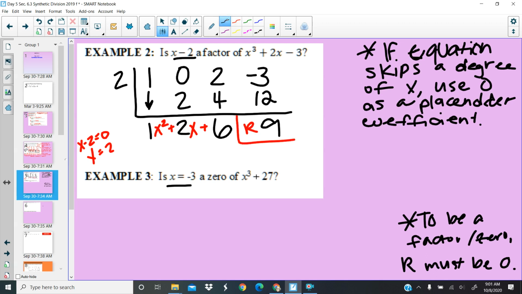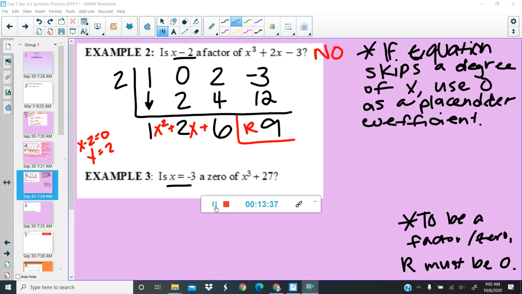So then, if you look at my note down here, to be a factor, the remainder must be 0. So to answer the question, is x minus 2 a factor? The answer is no. So then, I want you guys to try setting up example 3, and then we're going to go through it together. But just pause now and try to set it up at least, and then if you can, go ahead and do the synthetic division process, and then you can watch me go through it and see if you got it correct.